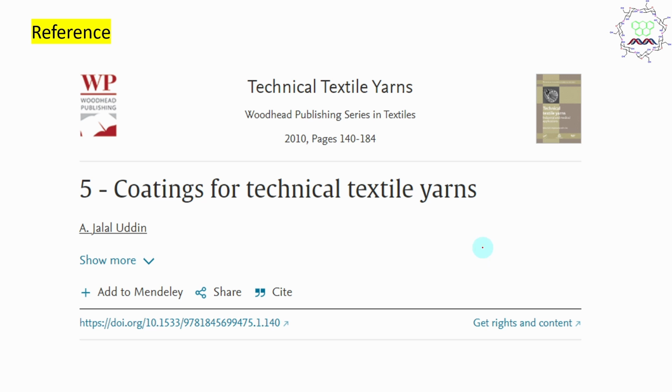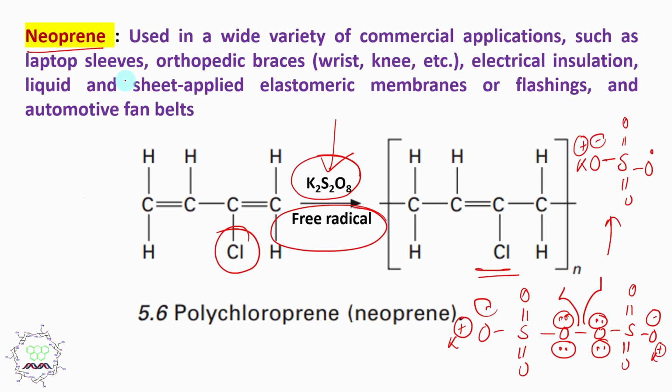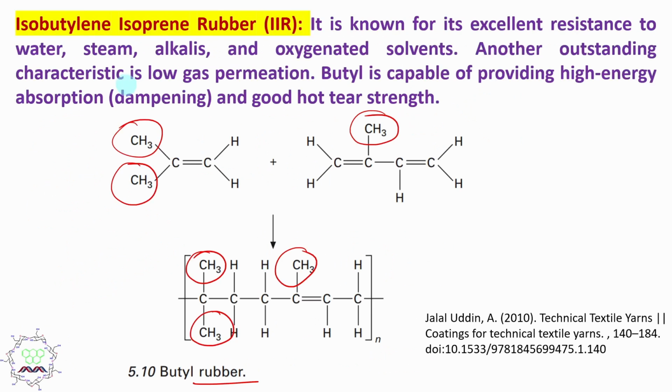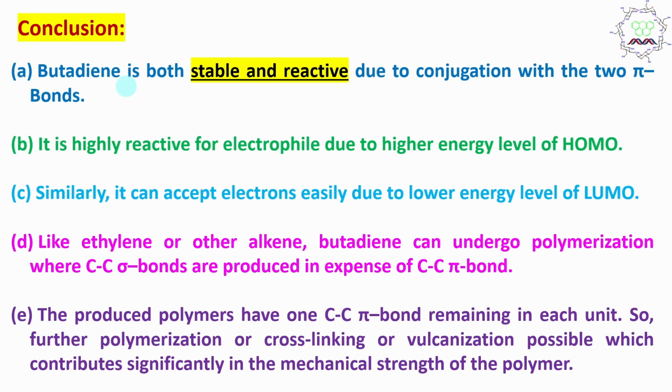Next, this is the reference from where I have taken these examples. If you want, you may go through it. Now what is the conclusion of today's discussion? Remember, butadiene is both stable and reactive.